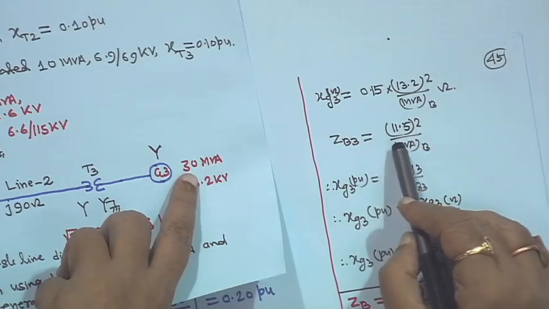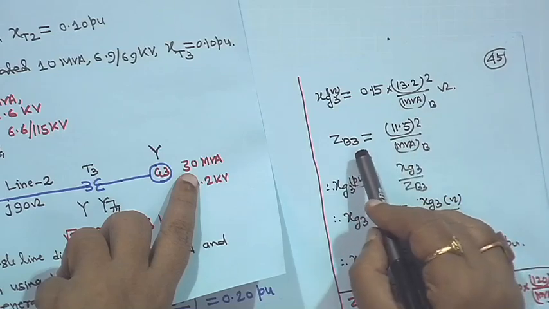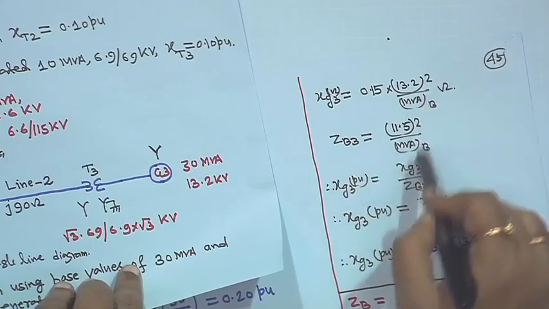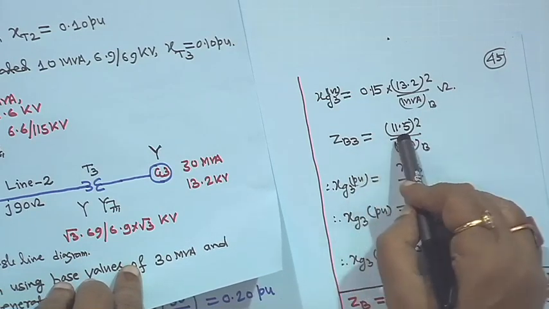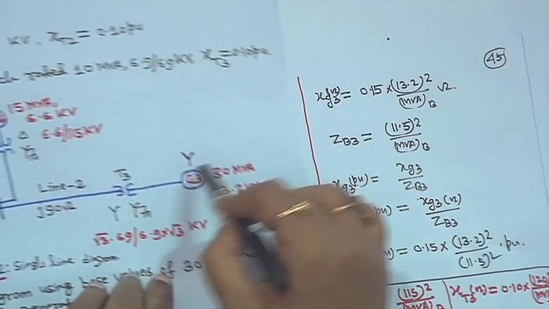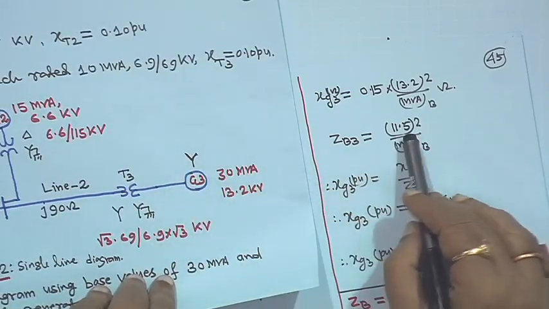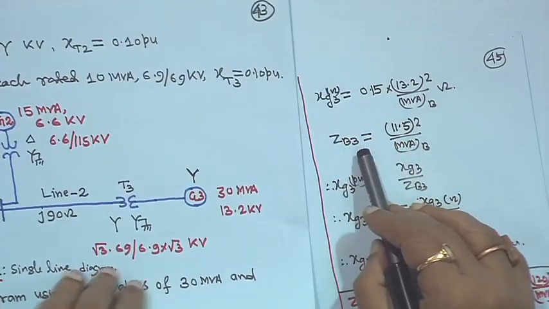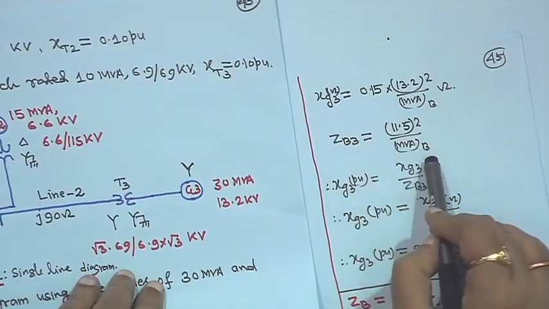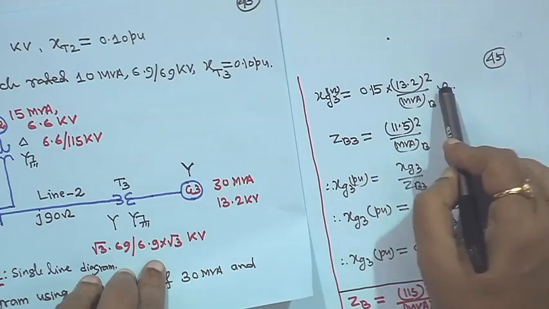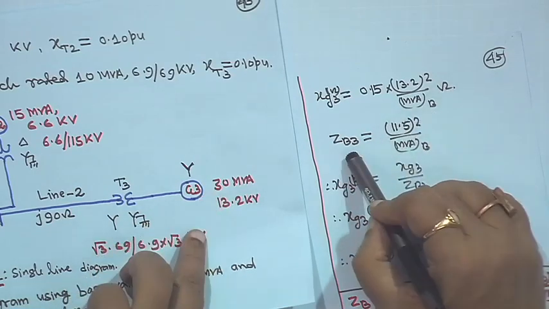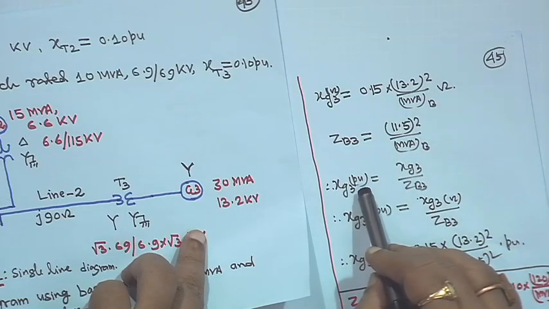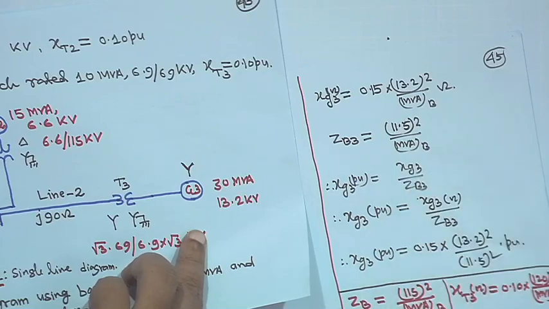So, ZB3 is your base impedance. When you convert this, the MVA base is the same 30 in both cases, but for the generator 3 side we obtain a base voltage of 11.5 kV. That means ZB3 is 11.5 squared by MVA base, which is in ohms. We convert it to its own rating, and this is the base value we got, 11.5. Therefore, Xg3 per unit will be Xg3 upon ZB3.